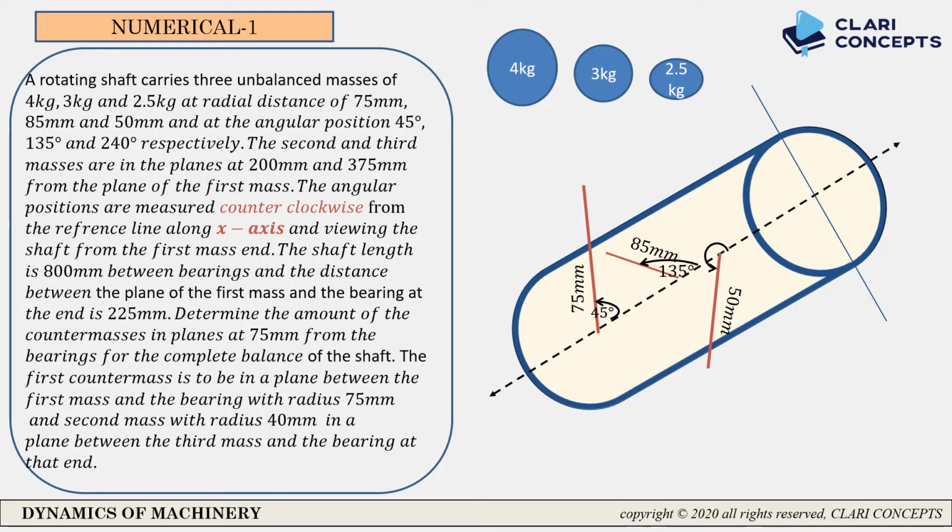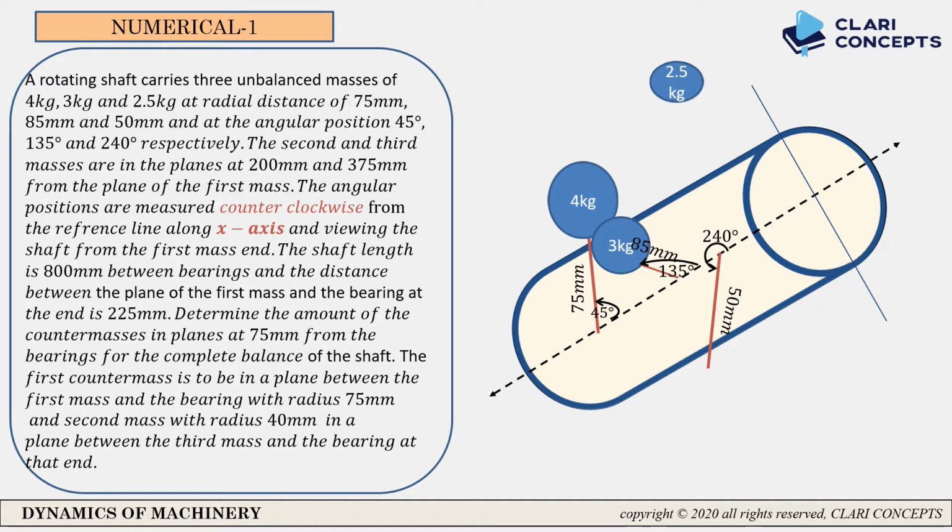The second and third masses are placed in planes at 200 mm and 375 mm from the plane of the first mass. So here you can see the distance from the 4 kg to 3 kg is 200 mm, and the distance between the 4 kg mass and the 2.5 kg is 375 mm. The angular positions are all measured counterclockwise from the reference line along the x-axis. It means all these angles are measured in the anti-clockwise direction.